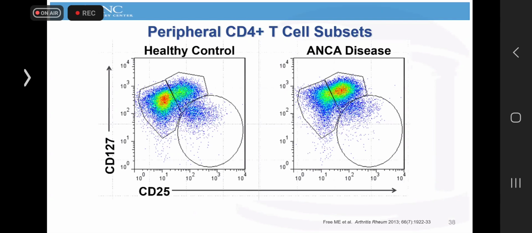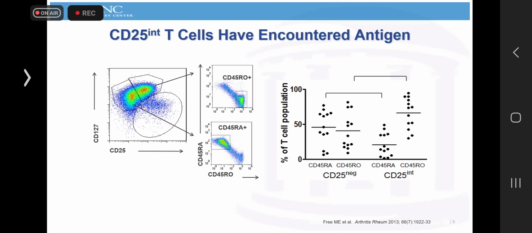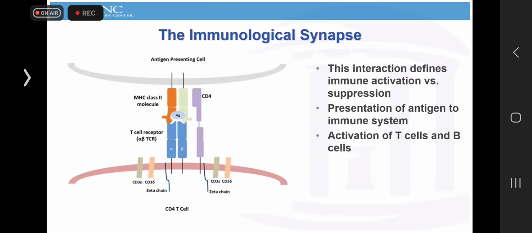Most of you don't look at flow plots, but here on the left is a healthy control of effector T cells, CD4 positive T cells. Look at the red splot on the left. In patients with ANCA disease, that whole group of green and red dots shifts to a whole other group of CD4 positive intermediate cells, we call them, that proliferate and are not controlled by T regulatory cells. And these cells turn out to be antigen exposed, chronically antigen exposed. So we've been exploring that whole interaction using this concept of the immunological synapse.